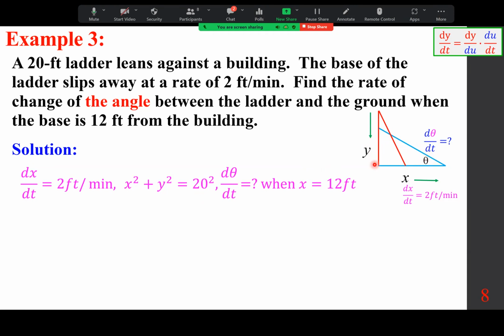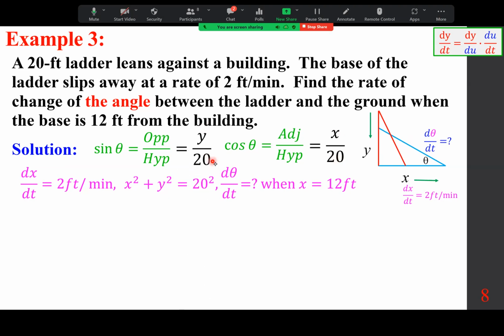Cosine theta is the adjacent x over the hypotenuse 20. So sine versus cosine, and let's write both of them. This is x over 20. This is y over 20. Granted, we calculated the value of y in the previous example, but x is known. Therefore, we're going to start with this.